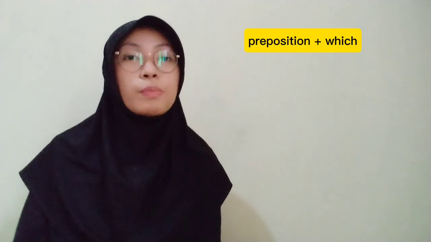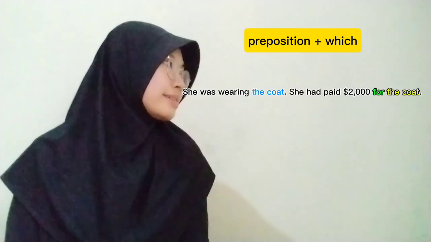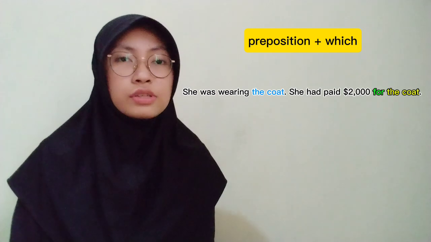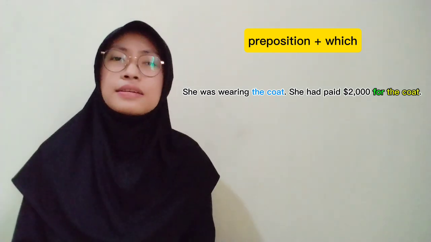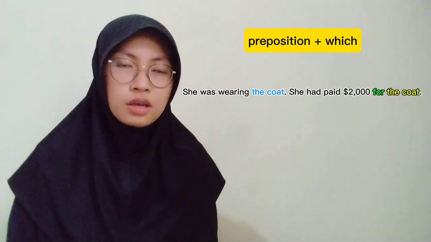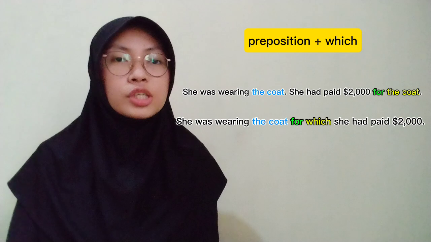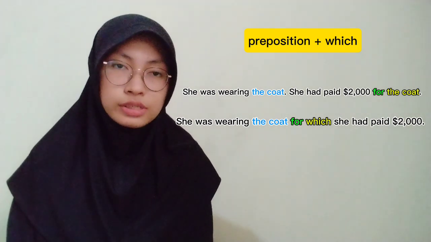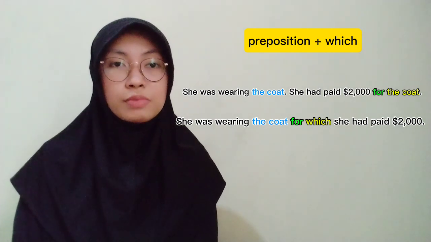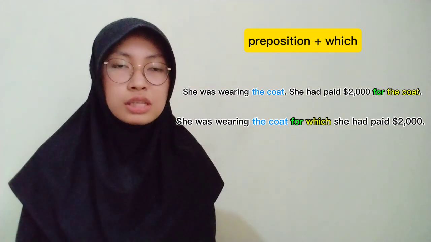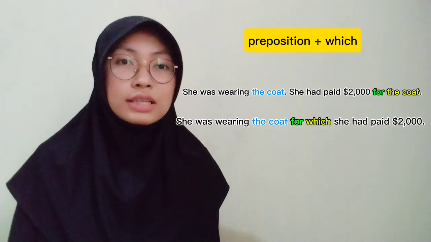Number 5 is preposition plus which. Look at the sentences. She was wearing the coat. She had paid $2,000 for the coat. Let's combine these sentences by using the correct relative pronoun. So they become, she was wearing the coat for which she had paid $2,000. If there is a preposition before the object and the object is a thing, you should shift the preposition and the relative pronoun which right after the noun being described.